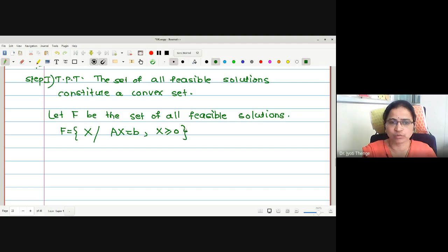X is greater or equal to 0. Is the step clear to everyone? F is the collection of all vectors x such that Ax is equal to b and x is greater or equal to 0. It satisfies the set of constraints and non-negativity restrictions.